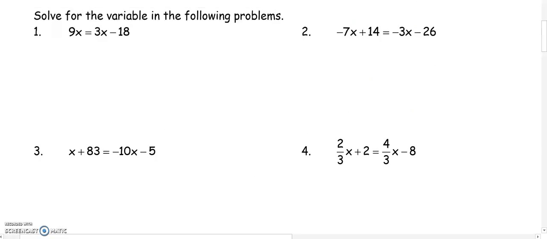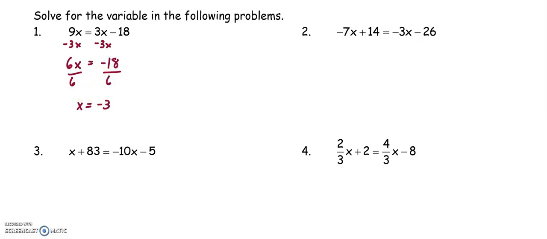Number 1, 9x equals 3x minus 18. So 9x is the bigger x, so we want to move the other x to that side. So we're going to subtract 3x from both sides. And we get 6x equals negative 18. So remember, 6x is multiplying. The inverse operation is to divide by 6. So we get x equals negative 3.